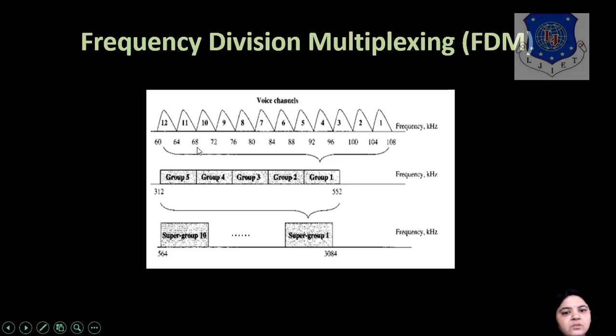Now these voice channels we want to transmit. What we are doing is making groups over here: group 1, group 2, group 3, group 4, group 5, group 6. Similarly we have groups of frequencies. Now after adding the groups, we can have the super group. So this is the super group. In the super group, all these groups again combine into this group.